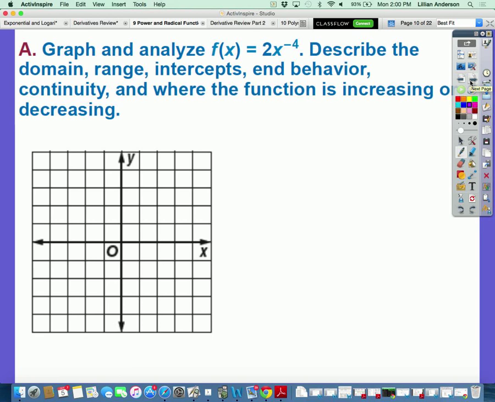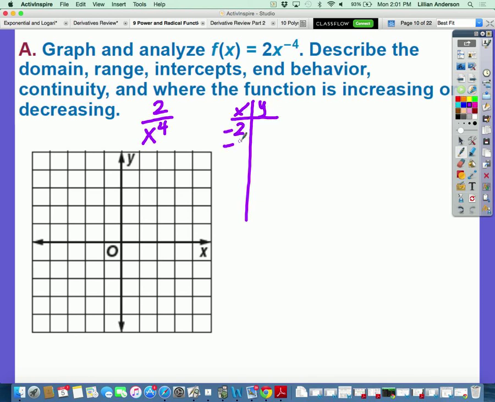So, 2x to the negative 4. How can I write that so that my exponent is not negative? 1 over 2x. Careful. That negative 4 is only on the x, so it's going to be 2 over x to the 4th. Exactly. So only that x to the 4th goes down to the bottom, not the 2. Okay? Let's make our table.